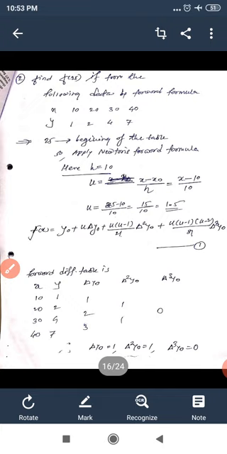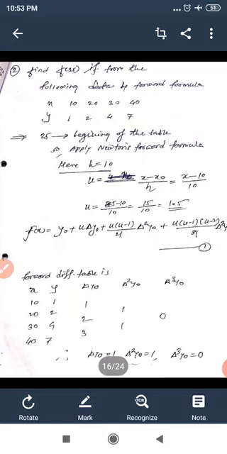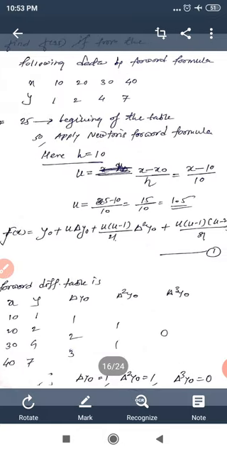Second, find f of 25 from the following data by using the forward formula. It is already mentioned, by using the forward formula. So x values are 10, 20, 30, 40. y values are 1, 2, 4, 7. That is y0, y1, y2, y3. x0 equal to 10, y0 equal to 1. Now 25, where is 25? 25 is at the beginning of the table, in the middle actually, but at the beginning of the table. So apply Newton's forward formula.